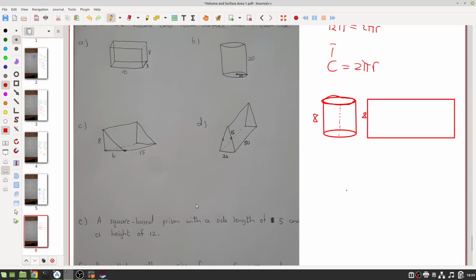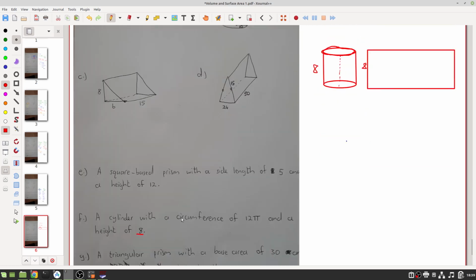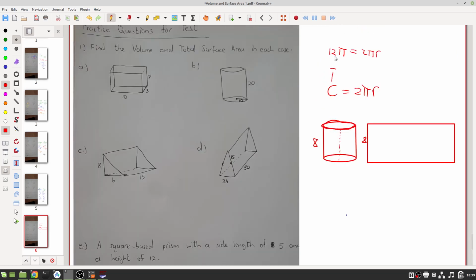I hope you're not lost. Circumference equals 2 pi r. That's the formula we know. And they tell us what the circumference is. They tell us in the question that it's 12 pi. So 12 pi equals our formula. And then we can find out r from here. How do we do that?